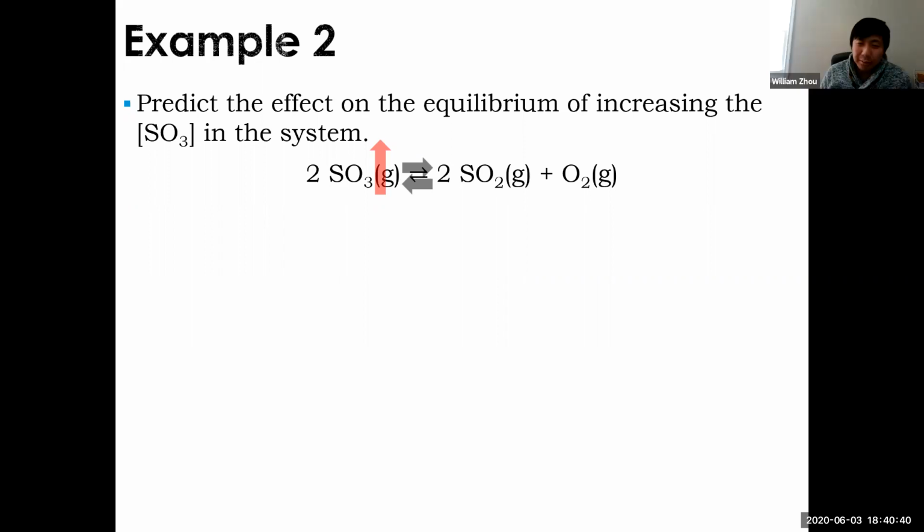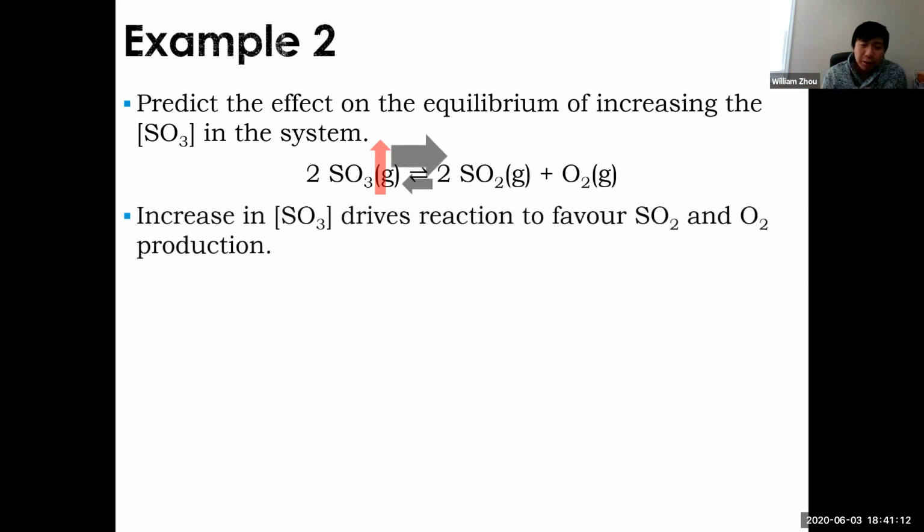It might take a while in the beginning. Again, Le Chatelier, always in the opposite direction. You increase SO3, I'm going to decrease SO3. So which direction is that? Right. The right side. The only way to decrease SO3 because of Le Chatelier is to use it up, by making more product. You will favor the production of the product because you increase the rate of the full reaction by increasing concentration.